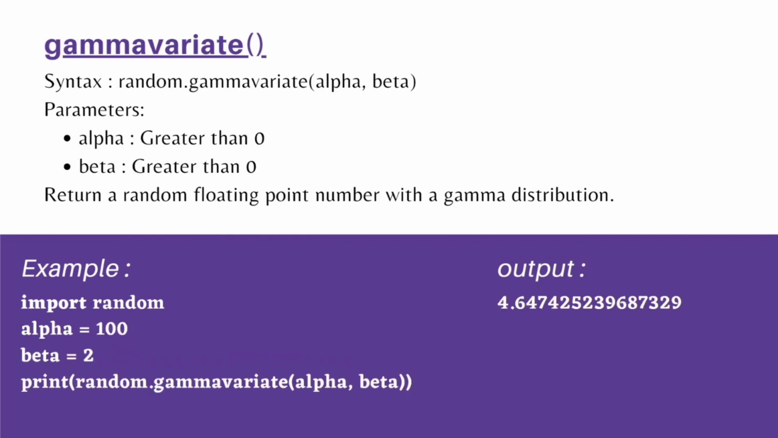Next is gammavariate. Syntax: random.gammavariate(alpha, beta). Parameters: alpha is greater than 0, beta is greater than 0. Returns a random floating point number with a gamma distribution.